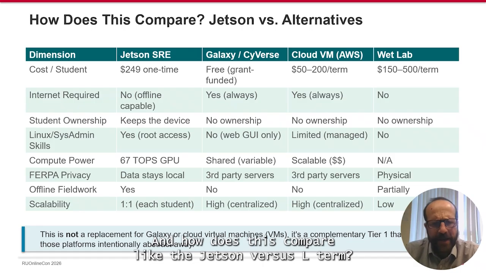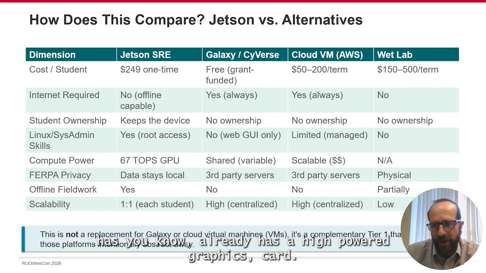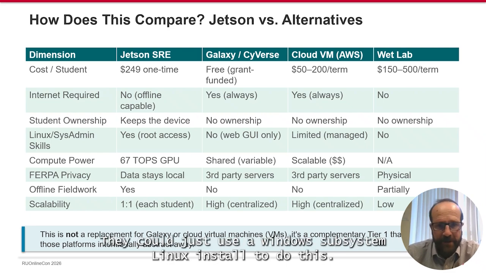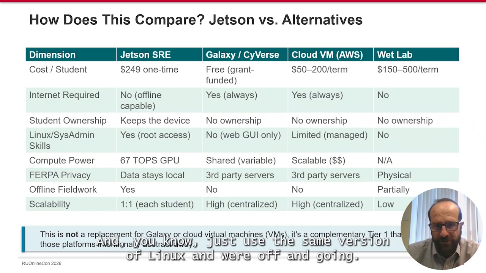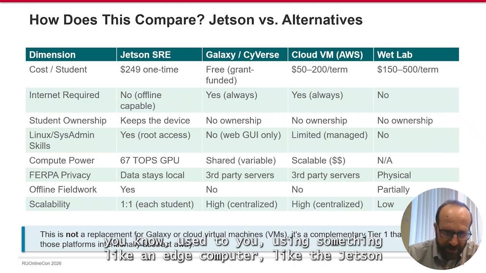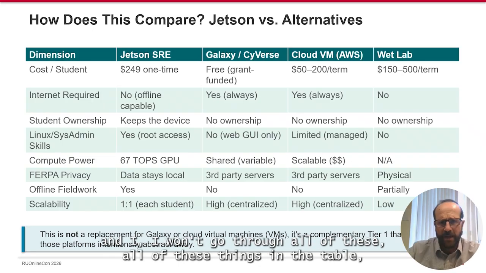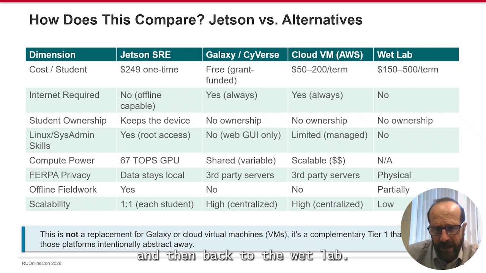And how does this compare, like the Jetson versus the alternatives? As I mentioned before, in many cases, if the student's computer already has a high-powered graphics card, they could just use a Windows Subsystem for Linux install to do this, and just use the same version of Linux and we're off and going. But the benefit of having a class use the same system is it gets them used to using something like an edge computer like the Jetson. And I won't go through all of these things in the table, but basically it compares the Jetson to Galaxy to the cloud and then back to the wet lab.